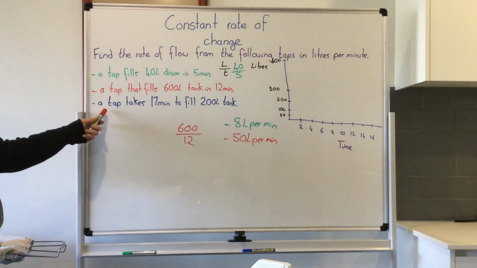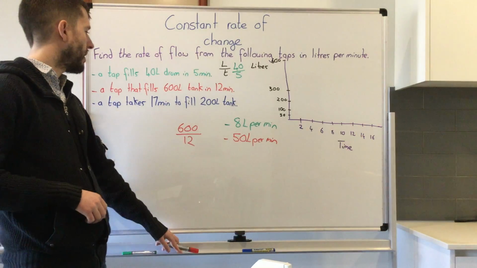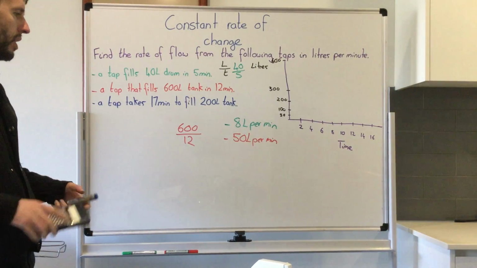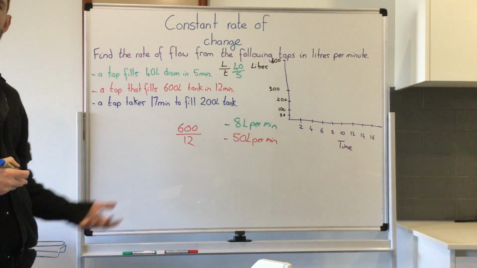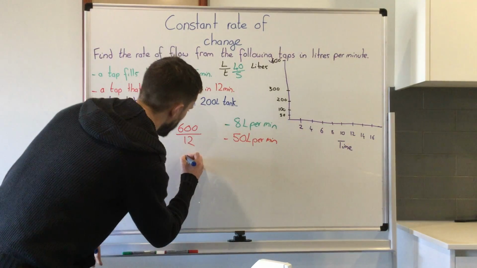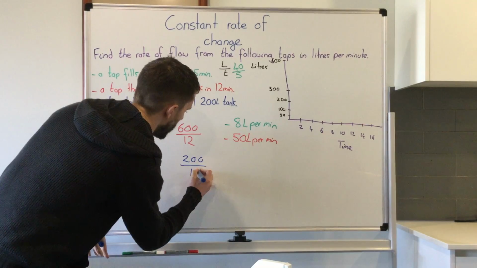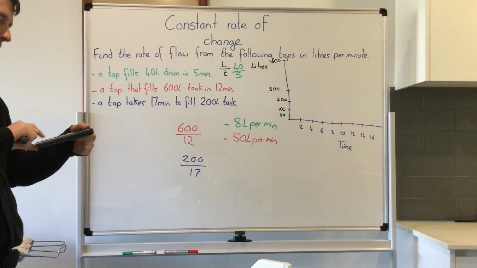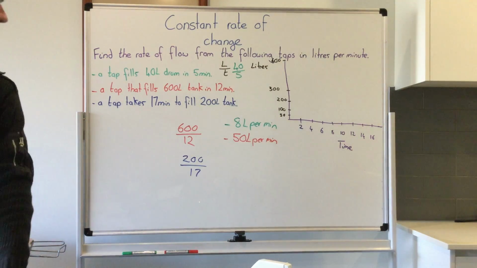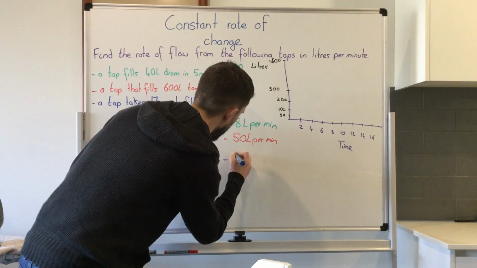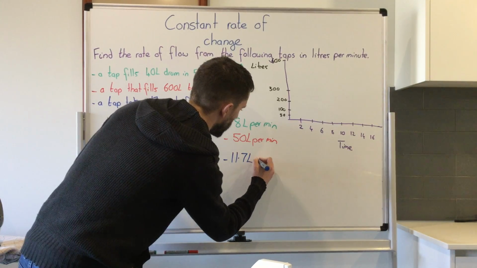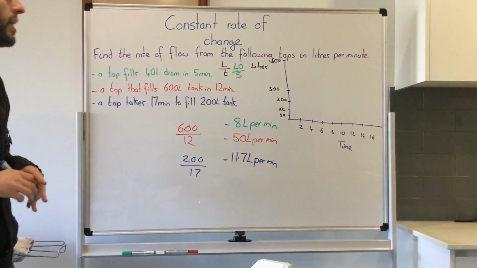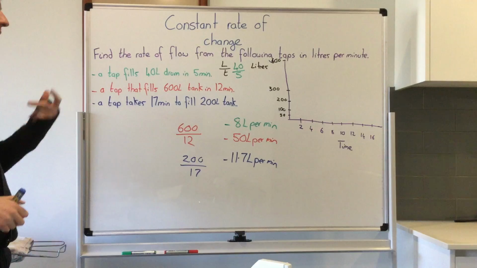And then the lucky last one is a tap takes 17 minutes to fill a 200 litre tank. So again, I am going litres over minutes. So 200 divided by 17 equals 11.7. So 11.7 litres per minute. So that is the rate. Now that rate is constant.